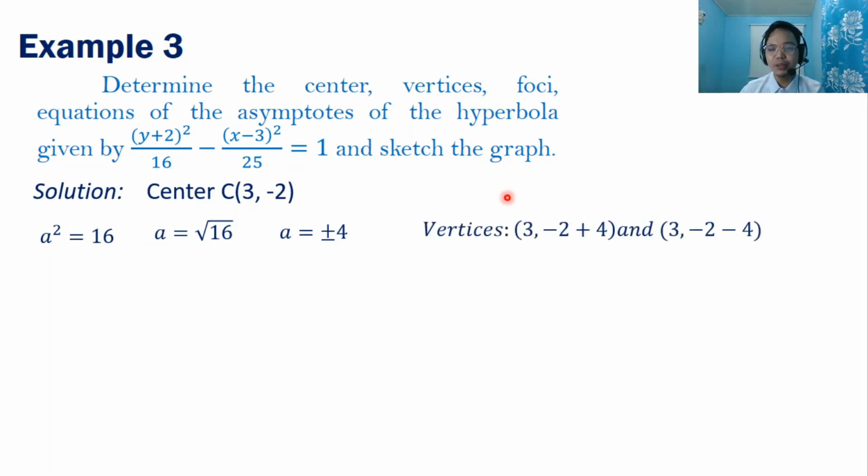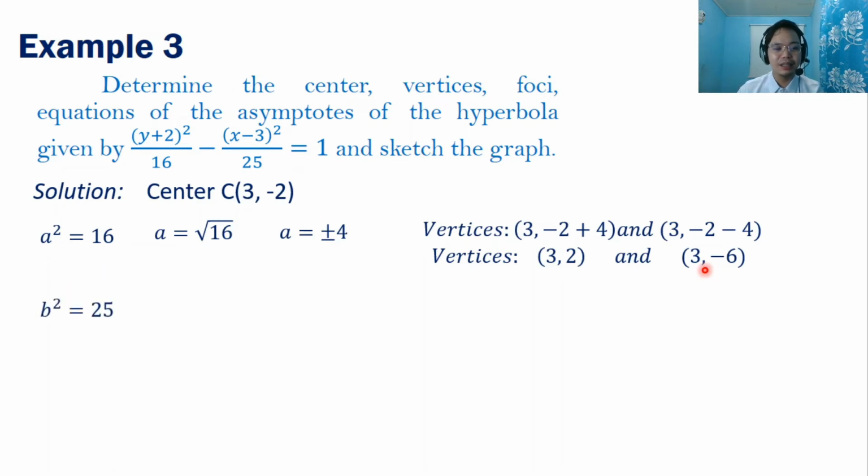So the vertices will be 3, negative 2 plus 4 and 3, negative 2 minus 4. So nakita nyo, ang changes natin ay nasa y coordinate dahil ang transverse axis natin ay nasa y axis. So our vertices will be, so simplify lang natin after mag-add at mag-subtract. So we have 3, 2 and 3, negative 6.